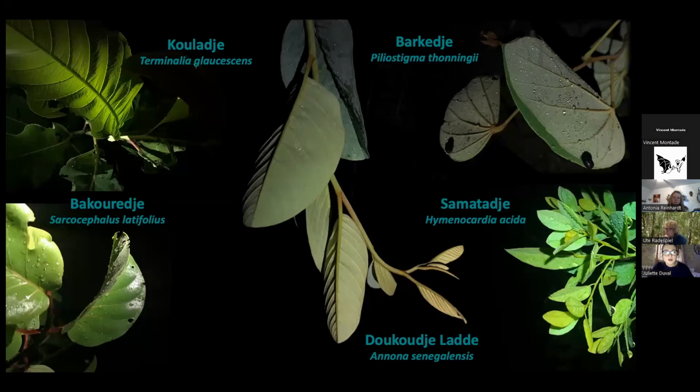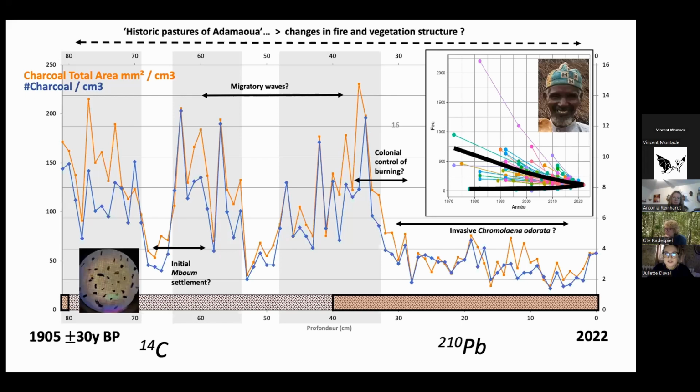Concerning the history of fires, here you have the evolution of the quantity of burned biomass through time, during the last 2 millennia, based on sedimentary charcoal, and during the last 5 decades, based on people's knowledge and perceptions. Please note that the abscissa axis is graduated in depth of sediments and not in time, as we are still waiting for the lead radiodating analysis.